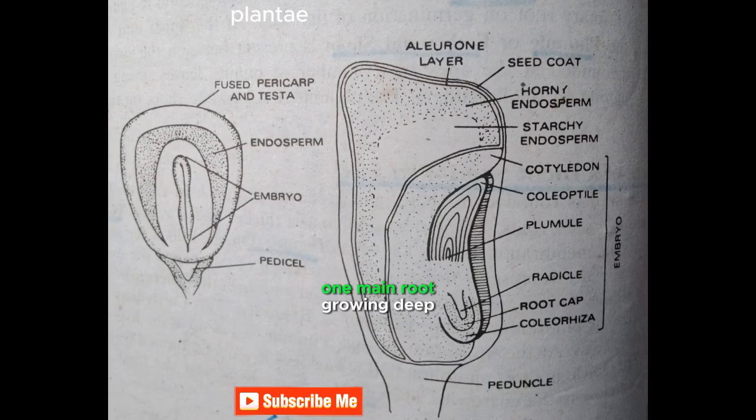Fibrous root system, found in plants like wheat, rice, and maize. It consists of many fine roots spreading out near the surface.